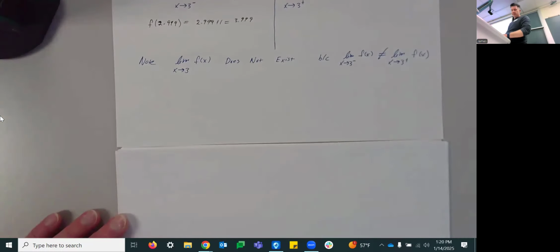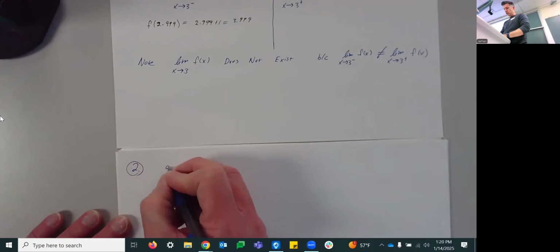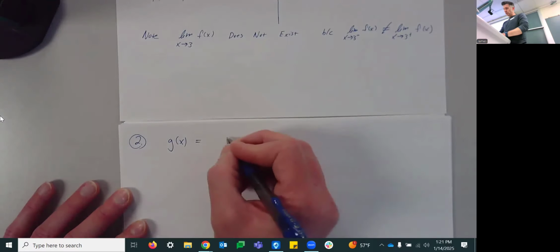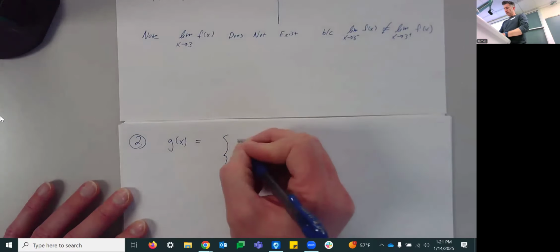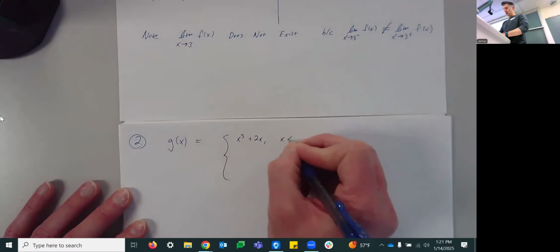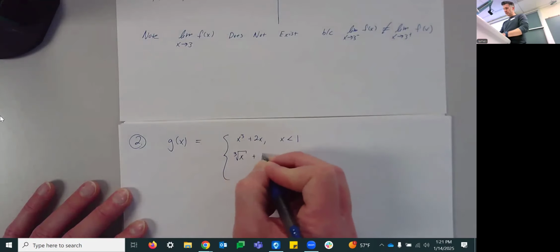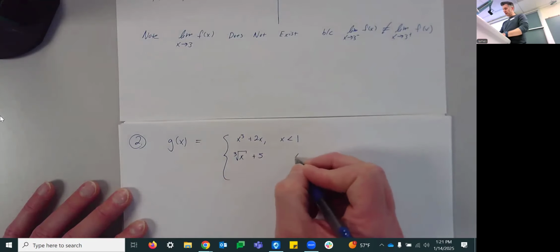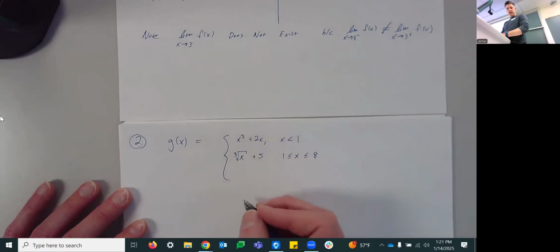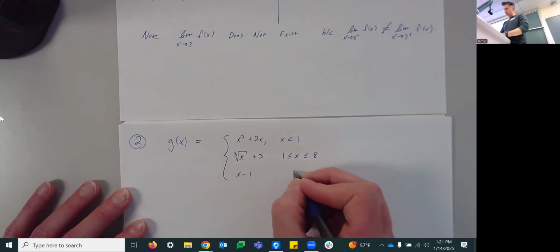So let's say we have example number 2. Here we have g of x equal to the following. x cubed plus 2x when x is less than 1. The cube root of x plus 5 when x is bigger than or equal to 1 and less than or equal to 8. And then lastly, x minus 1 when x is larger than 8.